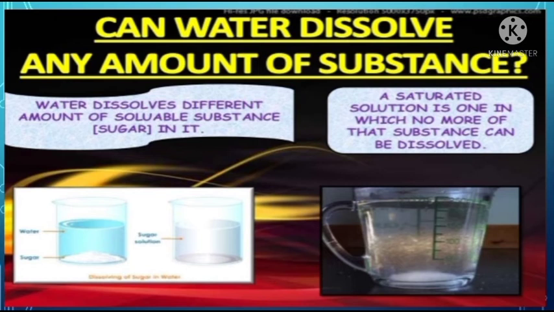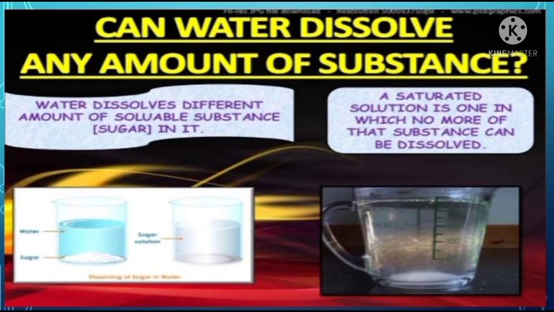So a particular amount of solvent only dissolves a particular amount of substance. More than that quantity means that the solvent cannot be used for dissolving that substance. Such a solution is called a saturated solution.